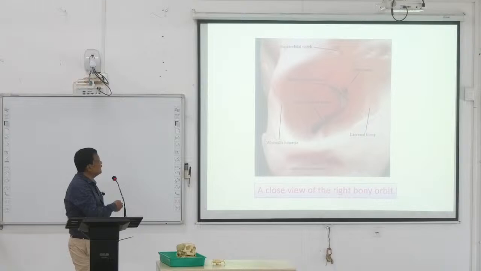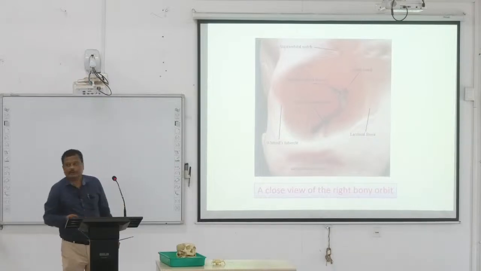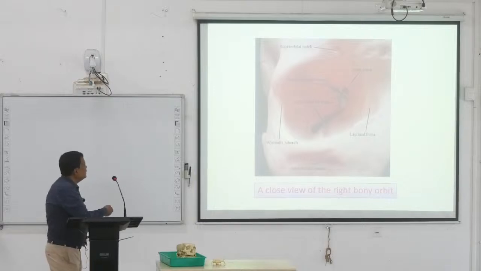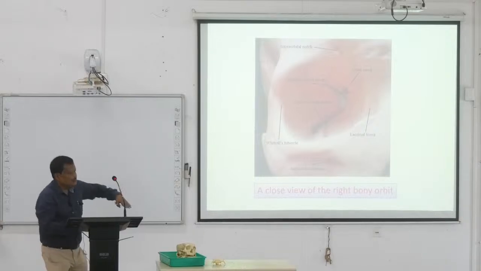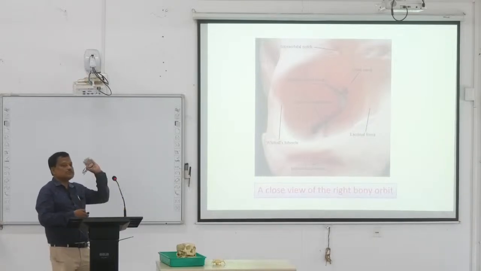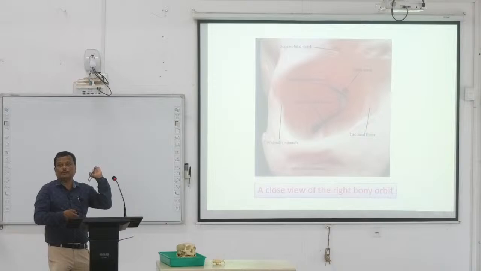This is the optic canal between the two wings, two roots of the lesser wing. This is the optic canal, represents the apex of the orbit. And this is the base of the orbit. Pyramid is situated lying in this fashion. So apex is not directed up, but directed posteriorly.